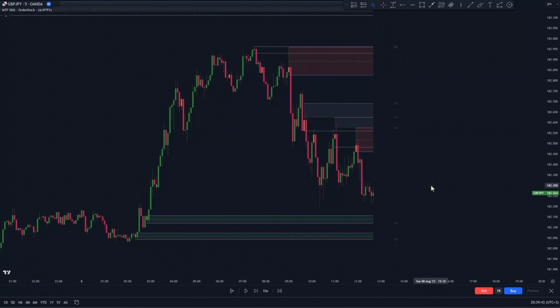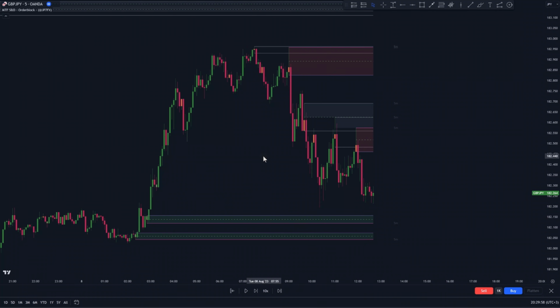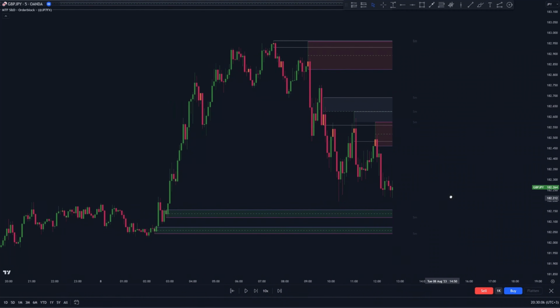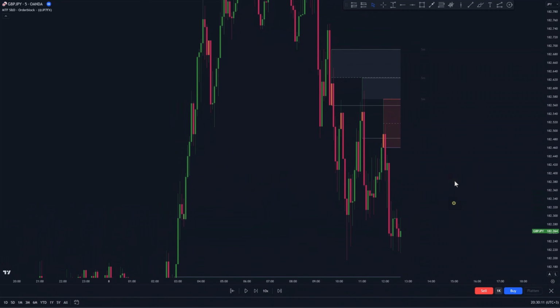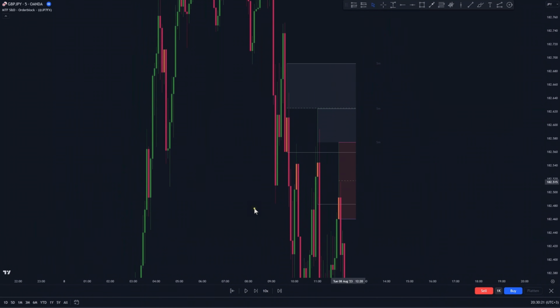Now, after adding this indicator to our chart, we can see several different zones. It's a supply and demand indicator, so the question is, which of these zones represent demand zones and which ones represent supply? Well, the green zones are the demand zones. Let's take a look at this one.